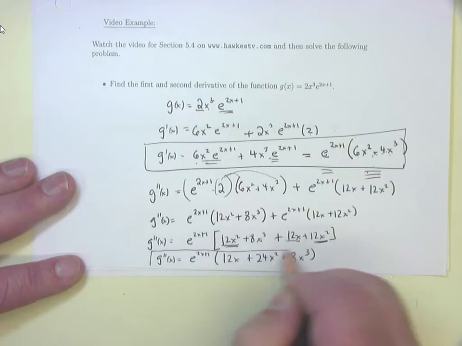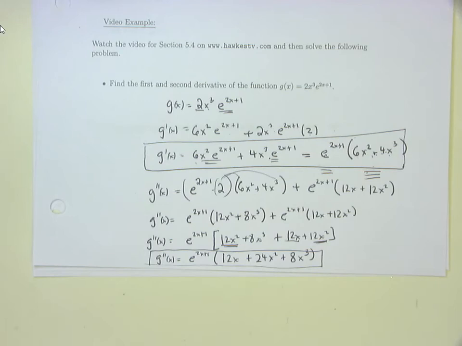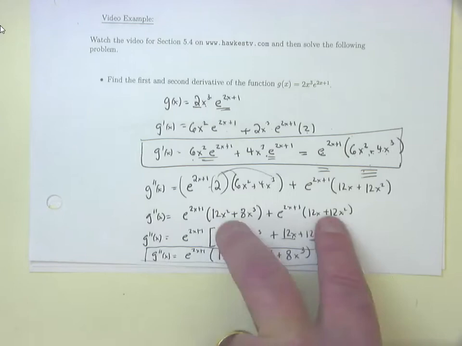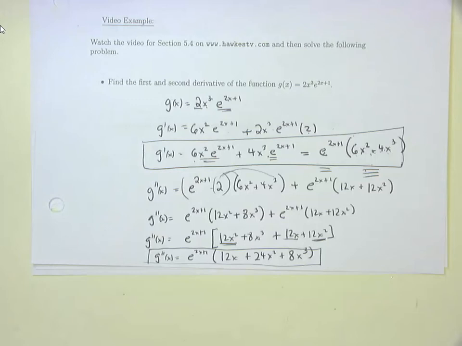A lot of algebra still to be had here. Does that make sense? If you type it in on Hawks, you could have typed it in here. You could have typed it in just like this if you wanted to. The computer's going to take it any way you want. Just make sure you put parentheses in the right spot. Okay?